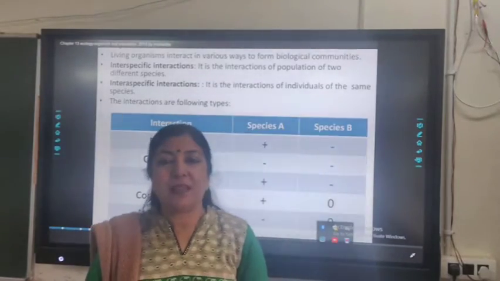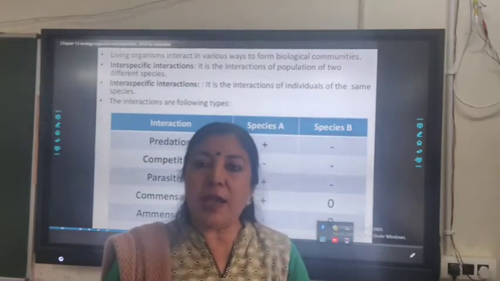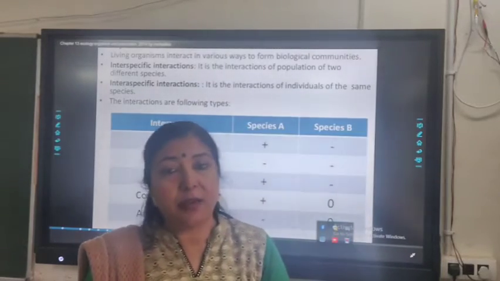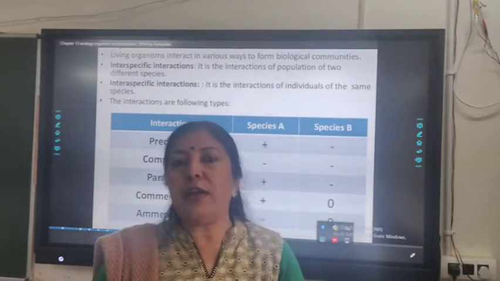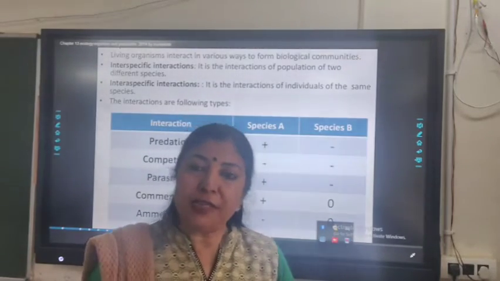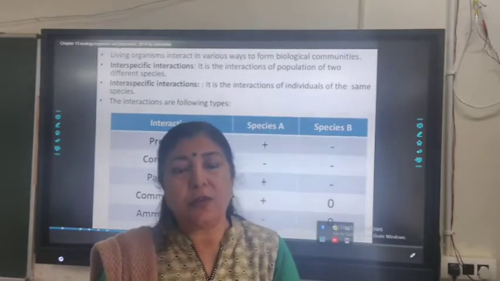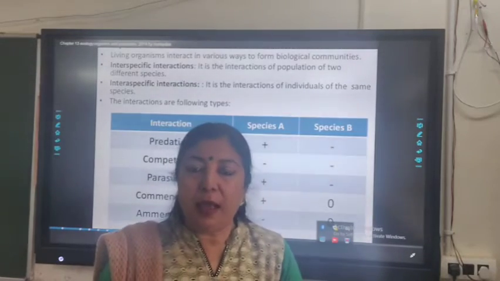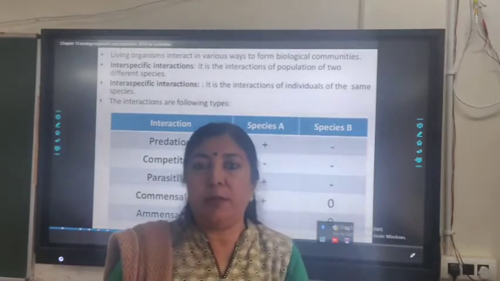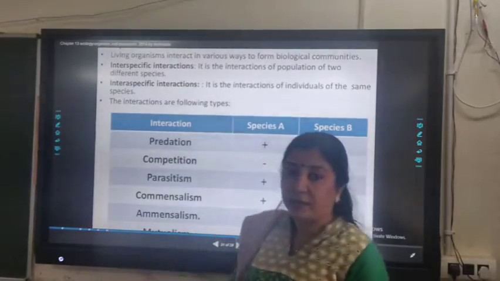Hello dear students. In the previous class, we studied the different types of attributes shown by a population. After that, we studied the different types of population growth models: the exponential growth model and then the logistic growth model. Today we are going to study the interactions between different populations, and how these populations interact.